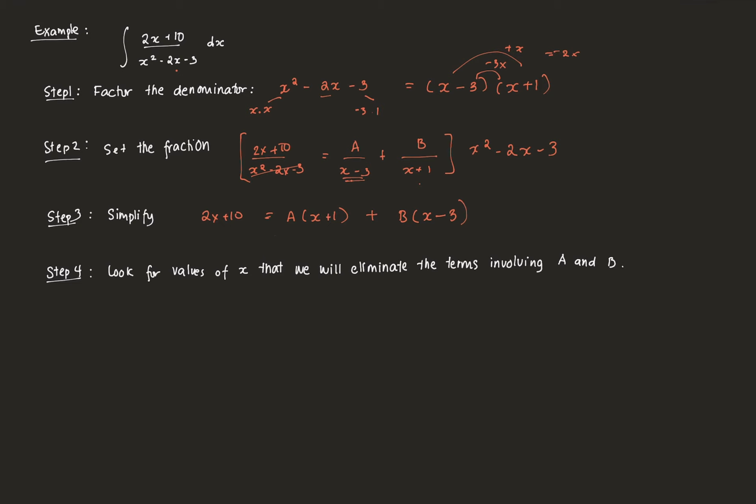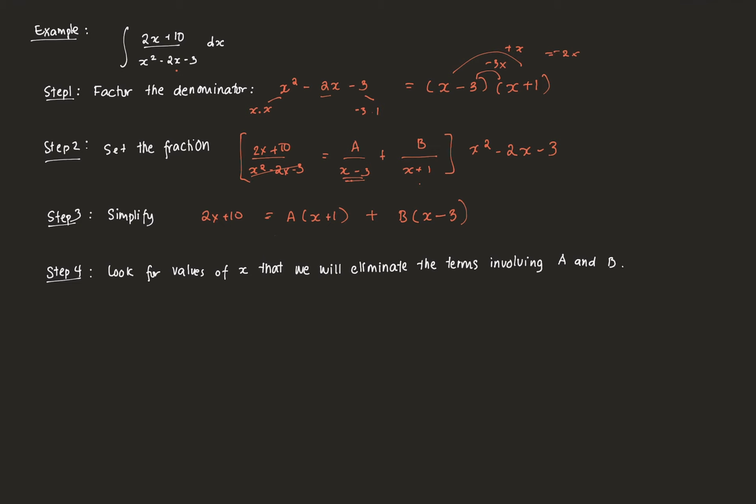Okay, then what we're going to do in step 4 is look for values of x that will eliminate the terms involving a and b. This will enable us to solve for the unknowns, which are a and b, so that we can complete the partial fractions with their numerators and integrate them to get the answer.